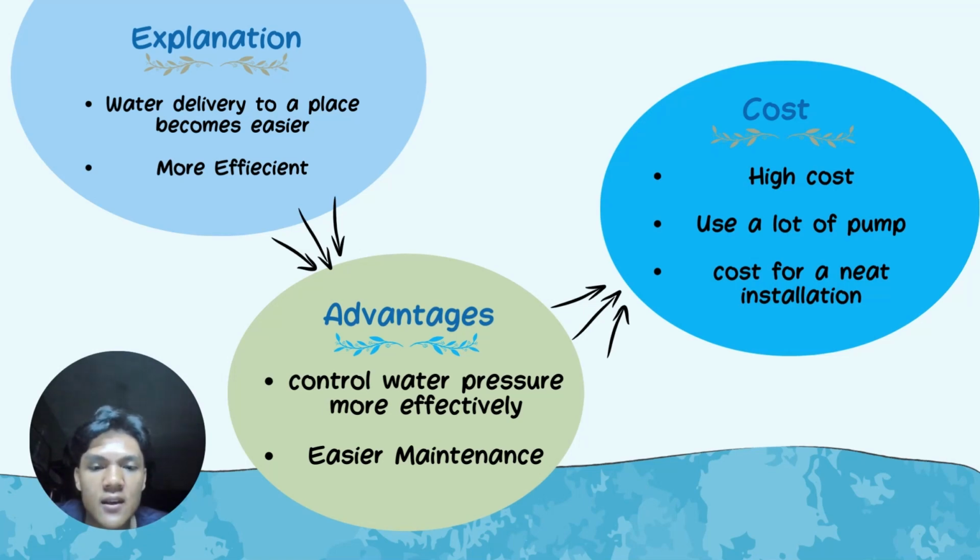Next is about the advantages of the multiple outlets in our design. First, to control the water pressure effectively. Because if multiple outlets are connected to a single pipe, there may be a pressure drop as water flows. By having individual outlets, it maintains consistent water pressure for each connection.